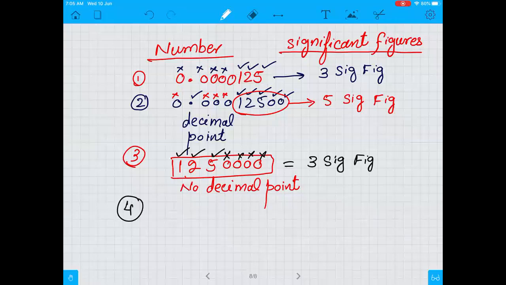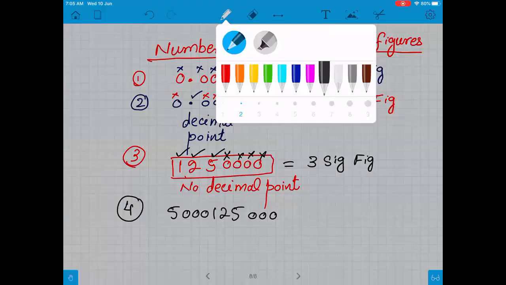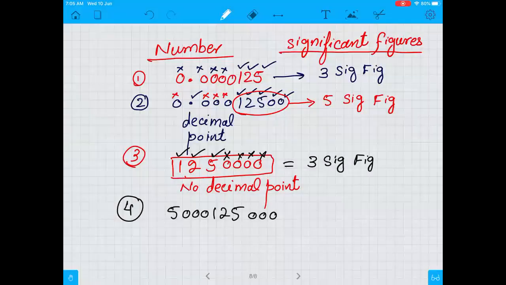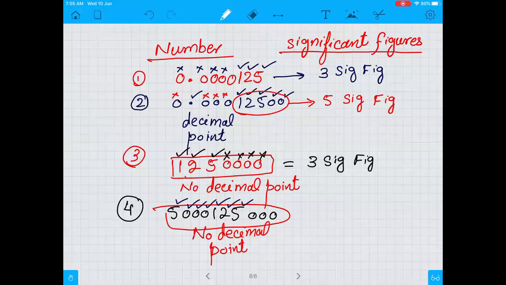Example number 4, if you have the number 5000125000. First of all, the number has no decimal point. Now what are the rules? The rules are that these non-zero digits are always significant. And the zeros present between two non-zero digits are always significant. The zeros which are on the right side of non-zero digits are insignificant if the decimal point is not there. So in total, it has 1, 2, 3, 4, 5, 6, 7 significant figures. So this number has 7 significant figures.